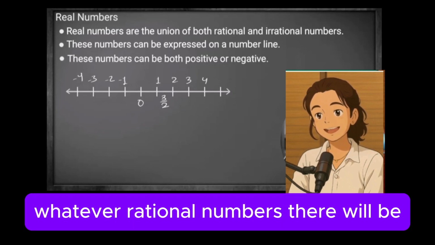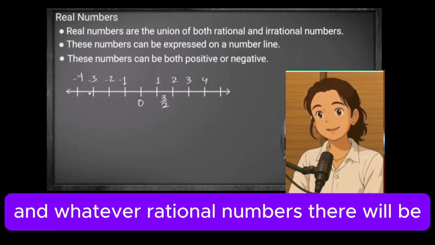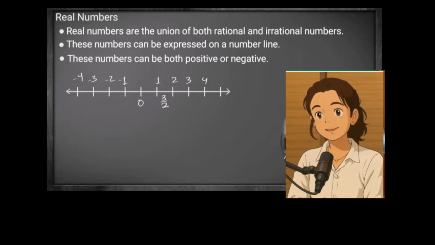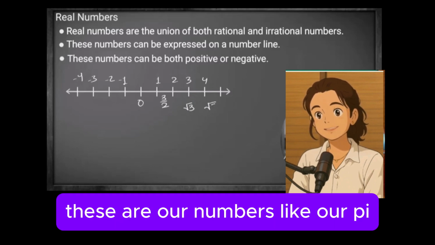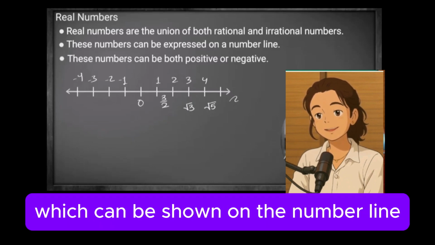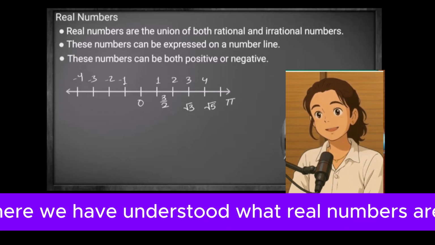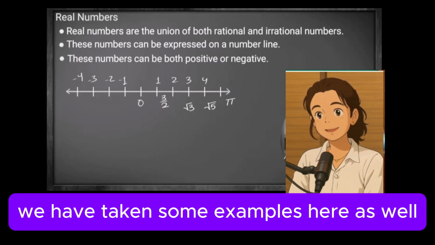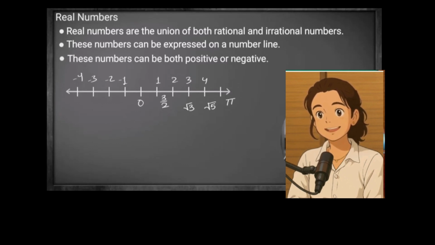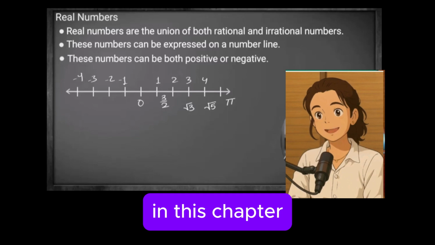Whatever rational numbers there will be on this number line, all of them will be real numbers, and whatever irrational numbers there will be, like root of 3, root of 5, and our pi, whatever numbers of this kind there are which can be shown on the number line, all of them can be represented as real numbers. Here we have understood what real numbers are. We have taken some examples here as well. So after real numbers, now let's go to the next page to understand what comes next in this chapter.